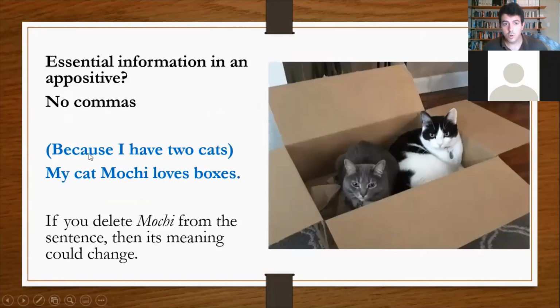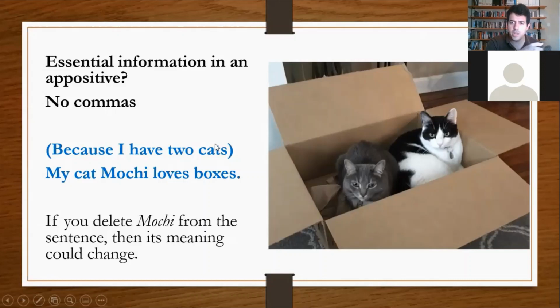Okay, so let's look at an example where it's the same sentence, but Mochi is the essential information this time. Okay. So my cat Mochi loves boxes. I have two cats, so you need to know that I'm talking about Mochi. If Mochi, this word, were not in here, then the sentence's meaning would change. Okay, if I just said my cat loves boxes, then it would be unclear.